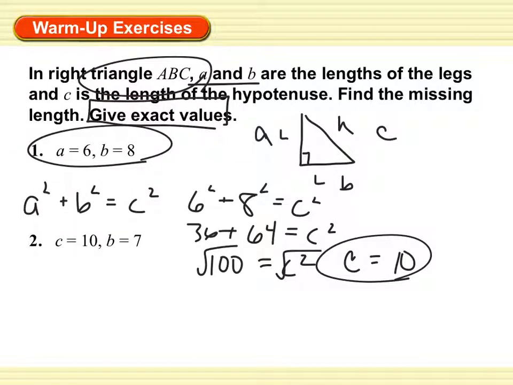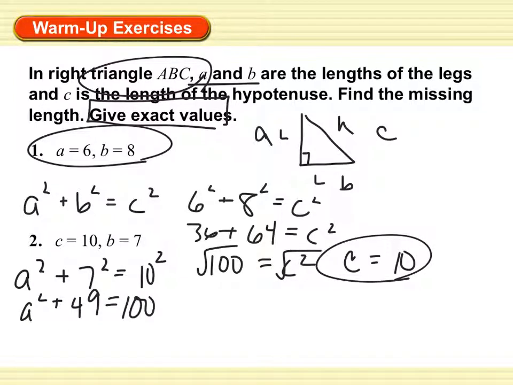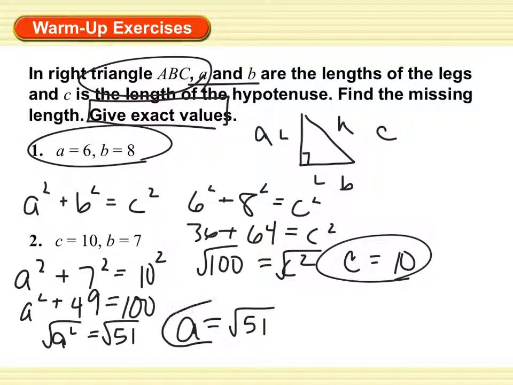Okay, let's try this one. We don't know A, but we know B and C. So a squared plus 49 equals 100. A squared equals 51. Square root of both sides. A equals the square root of 51. There's no plus or minus when you're talking about real measurements.